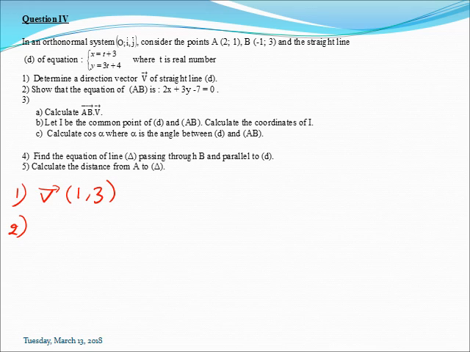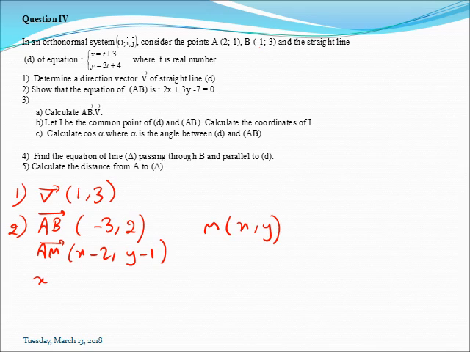Number 2. Show that the equation of AB is 2x plus 3y minus 7 equals 0. First, to find the equation of straight line AB, we need two vectors. First vector is AB: xb minus xa, yb minus ya. So xb minus xa is minus 3, yb minus ya is 2. And vector AM, M is any point in the plane of coordinates x, y. So AM is x minus 2, y minus 1.